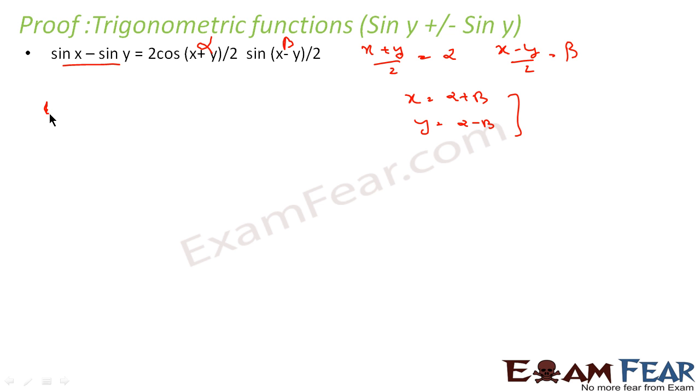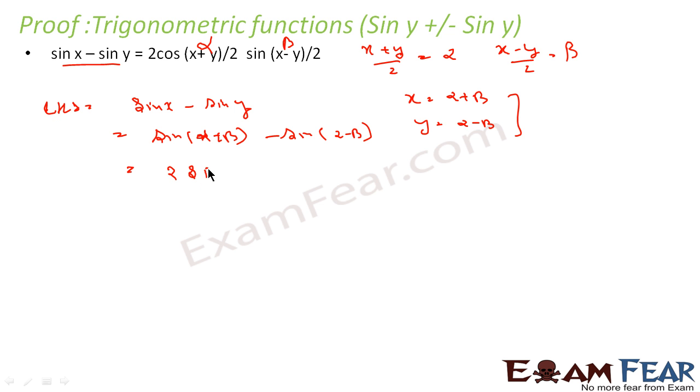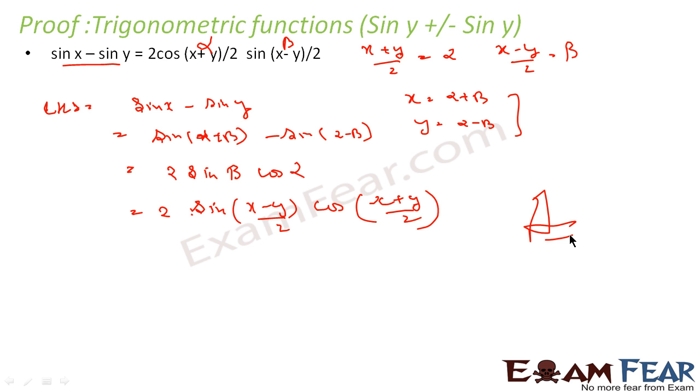And now LHS is sine of x minus sine of y. So this becomes sine of alpha plus beta minus sine of alpha minus beta. So this we know is nothing but 2 of sine beta cos alpha. So sine beta is sine of x minus y by 2, and cos alpha is cos of x plus y by 2. And that's the RHS. Now let's take an example.